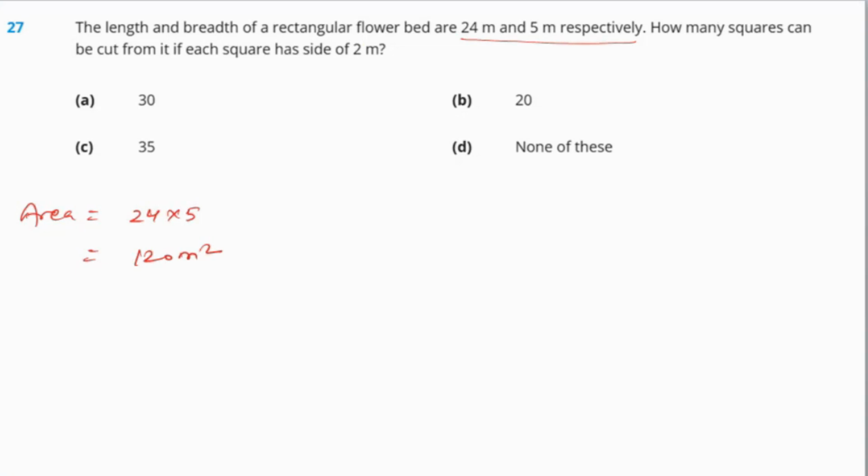Now, how many squares can be cut? The side of one square is given to us, which is 2 meters. So the area of one square will equal what? 2 into 2, which is 4 square meters.